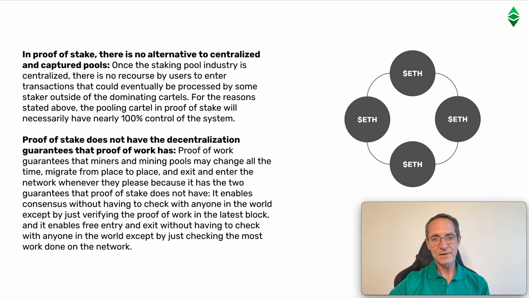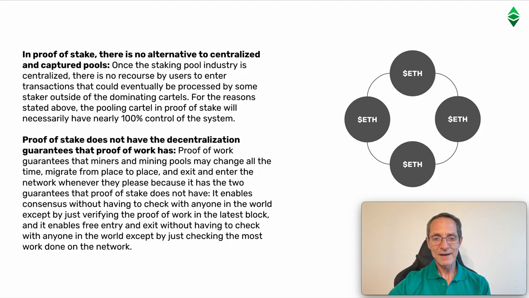In proof of stake, there is no alternative to centralized and captured pools. Once the staking pool industry is centralized, there is no recourse by users to enter transactions that could eventually be processed by some staker outside of the dominating cartels. For the reasons stated above, the pooling cartel in proof of stake will necessarily have nearly 100% control of the system.